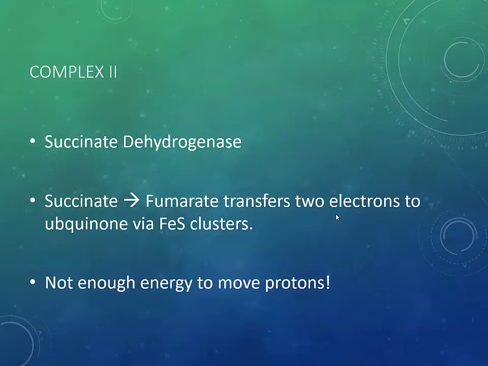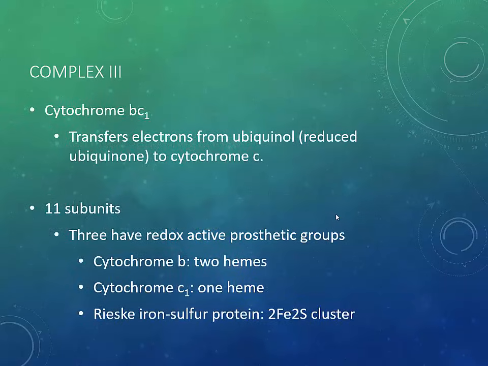Complex 2 is succinate dehydrogenase. And in the TCA cycle, what you're going to see is succinate to fumarate, and this transfers 2 electrons to ubiquinone via iron sulfur clusters. However, if you go back and look at FADH2, you'll see it is not a very good reductant. It actually has positive voltage. It's strong enough to move electrons, but this energy is not strong enough to move protons.